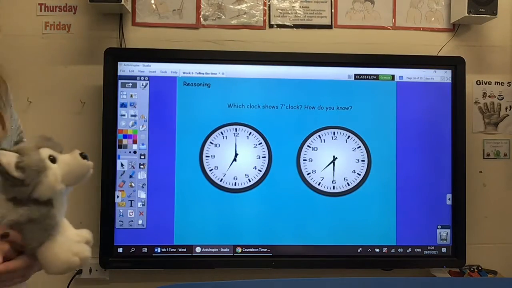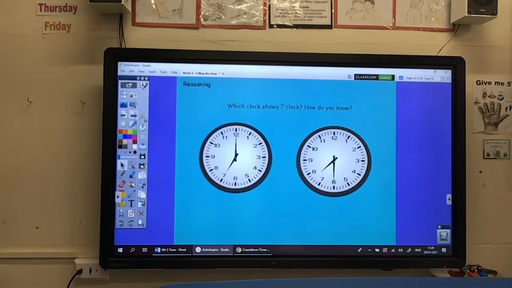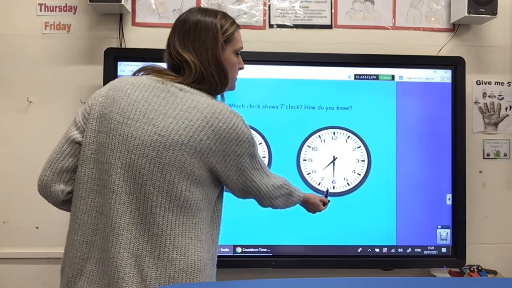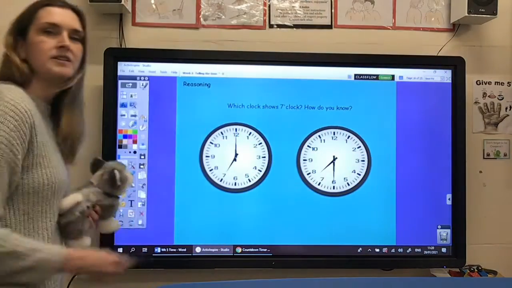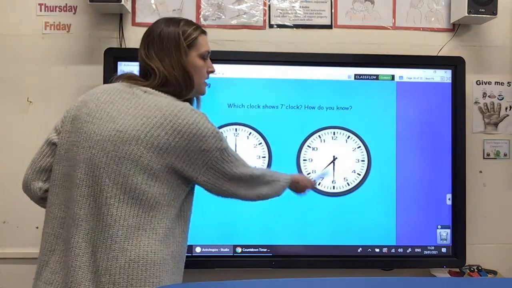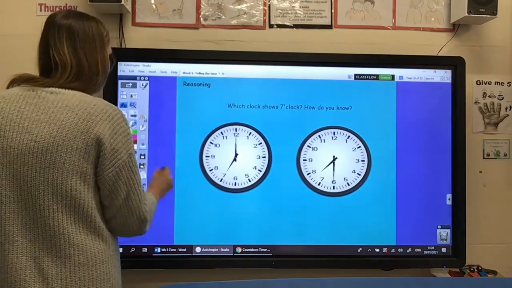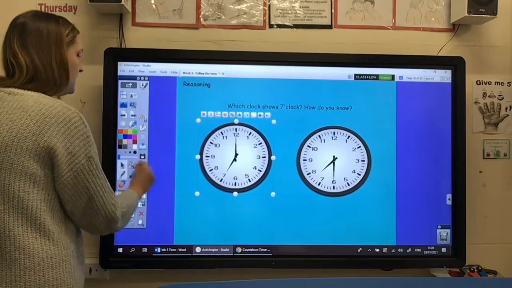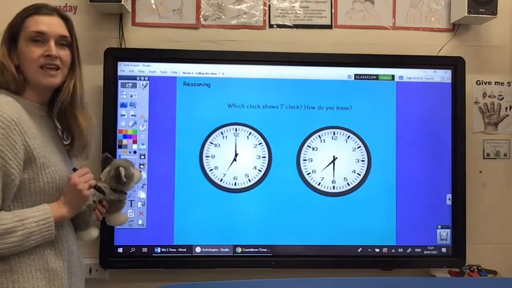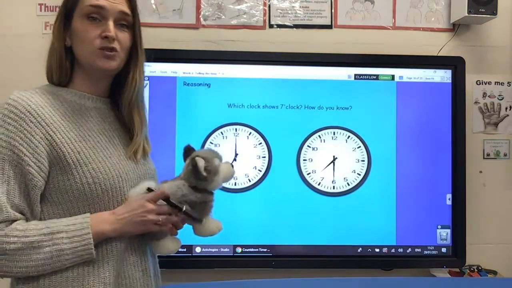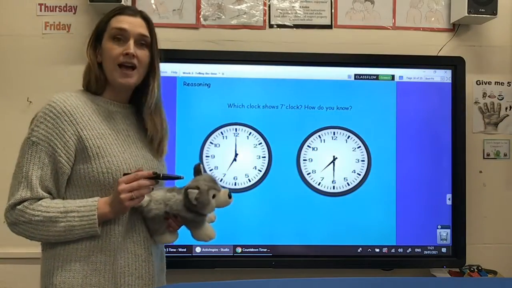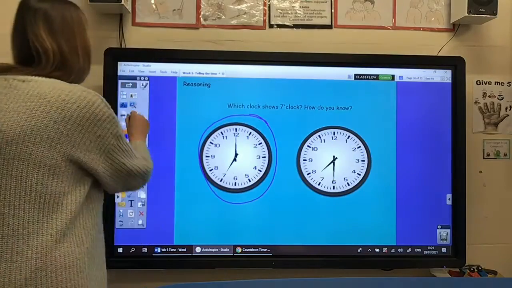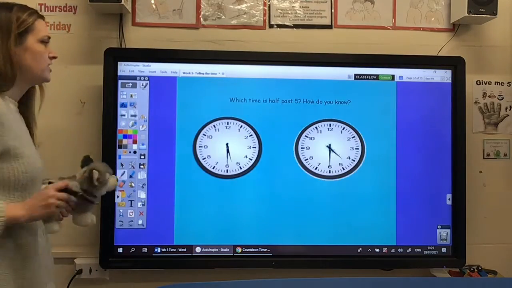Okay, which of these clocks shows 7 o'clock? Is it this one? Give me a thumbs up, or this one? Thumbs up, thumbs down, what do you think? Is it this one or this one? Well done, it is this one. This one shows us 7 o'clock because the long hand, the minute hand, is pointing to the 12, showing it's no clock time, and the hour hand is pointing to the 7. Brilliant work. Okay, next question.